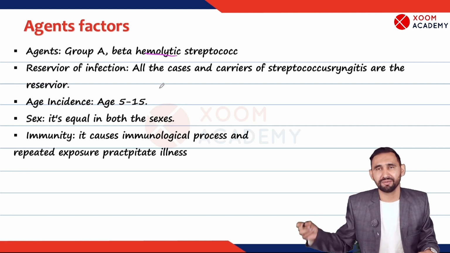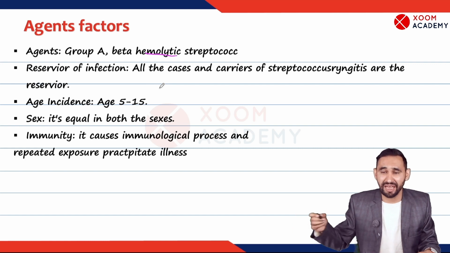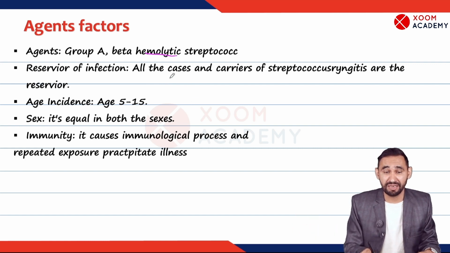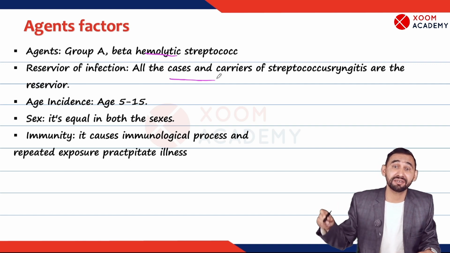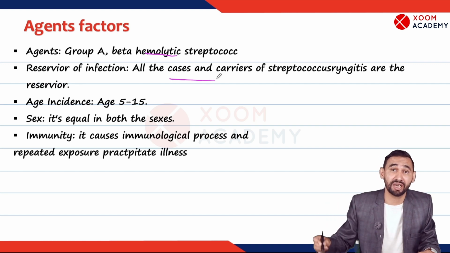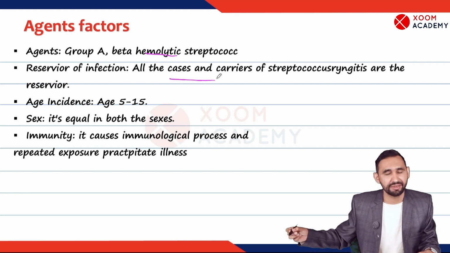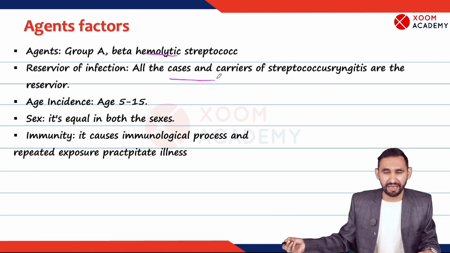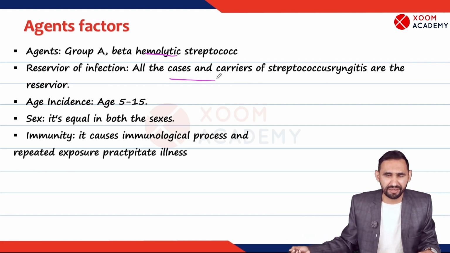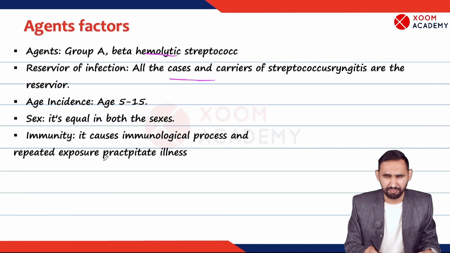The reservoir of infection is the human being, but cases and carriers play a role in spreading the disease. Age is very important. Age incidence is from 5 to 15 years. Children from 5 to 15 years get this infection. Incidence is equal in both males and females. It can cause an immunological process, and repeated exposure cultivates illness.